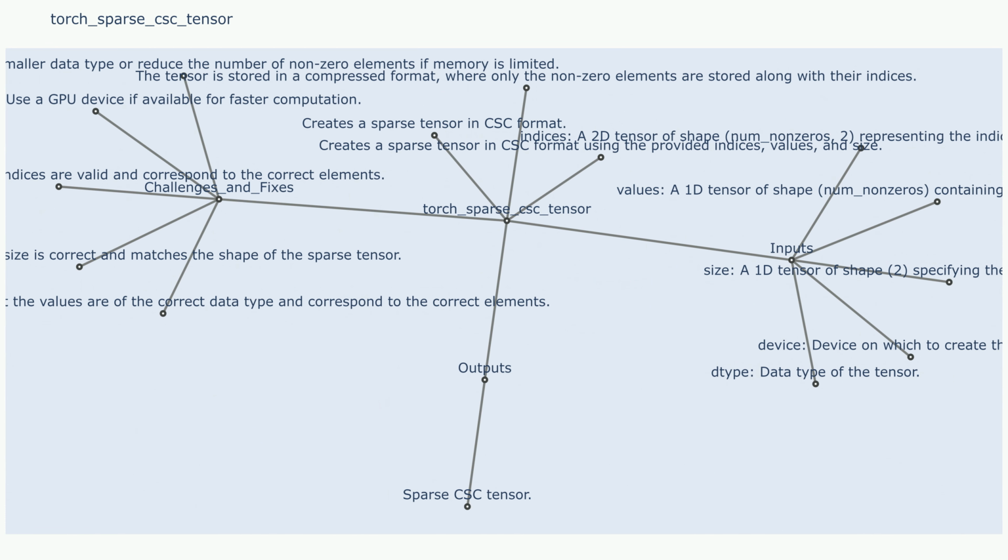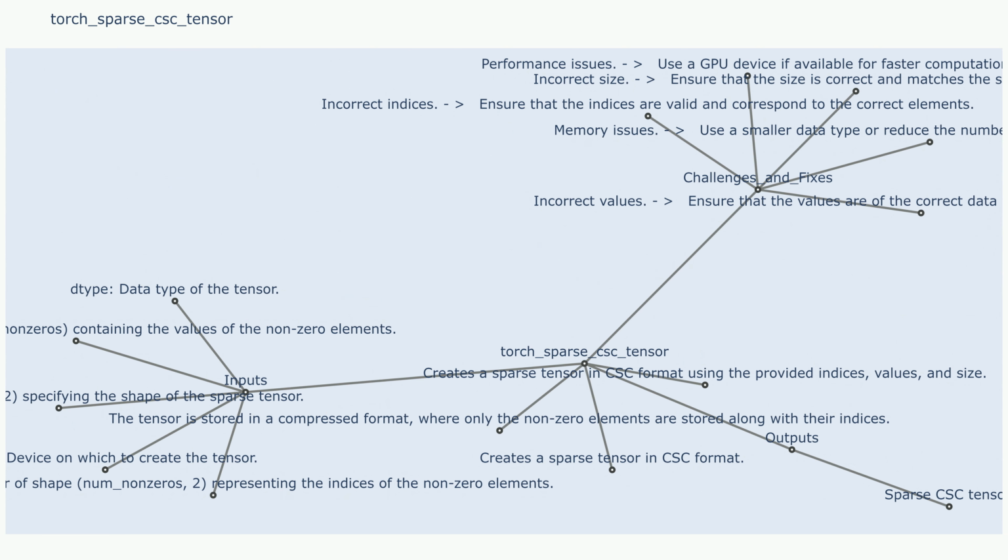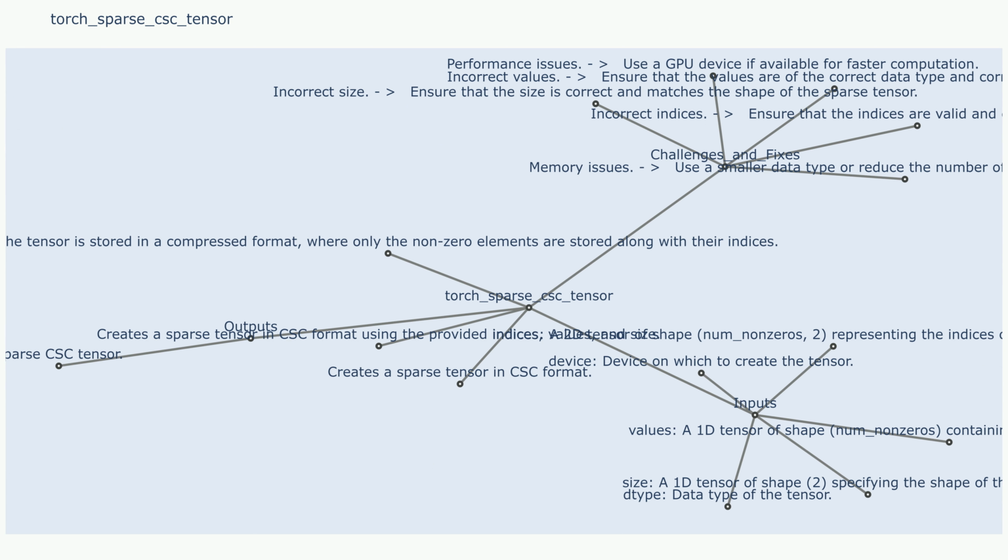Steps: the torch.sparse_coo_tensor function takes the indices, values, and columns tensors as input, along with the desired size of the sparse tensor. It uses these inputs to construct a sparse tensor in CSC format, where the non-zero elements are organized by columns. The indices tensor specifies the row indices of the non-zero elements. The values tensor stores their corresponding values, and the columns tensor defines the column indices of the non-zero elements.